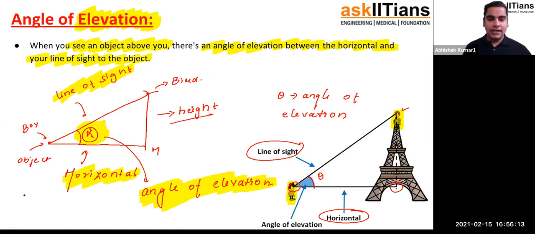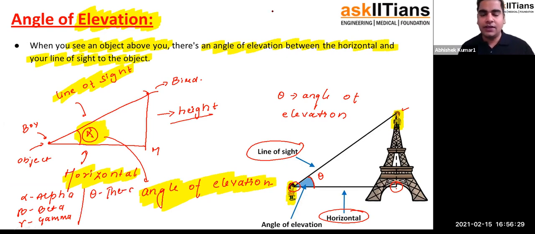And these are just the symbols that we use to denote angles. This symbol is called alpha. It's a Greek letter. This symbol is called beta. This symbol is called gamma. This symbol is called theta. Understood? These are the symbols that we are going to use to denote the angles that we are going to take in the different situations.